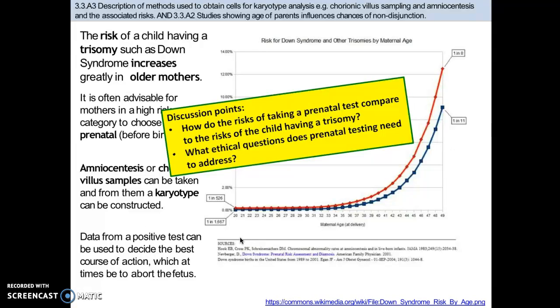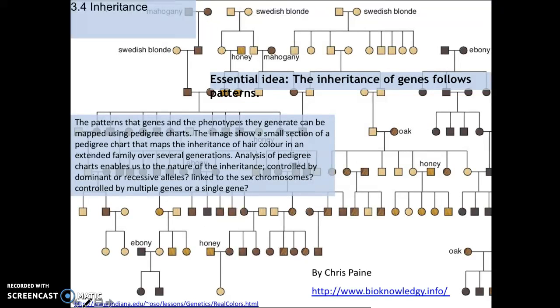We already talked about this, but just a reminder, risk increases as mothers get older. There's a little discussion here if you want to do that. Okay, that's it for 3.0.